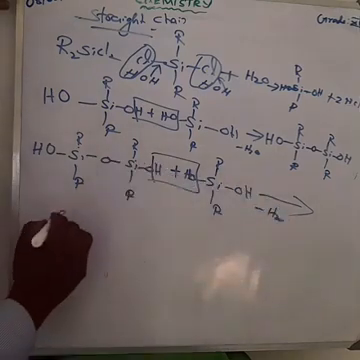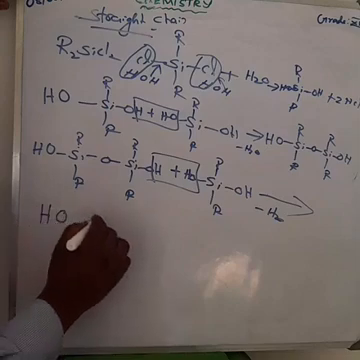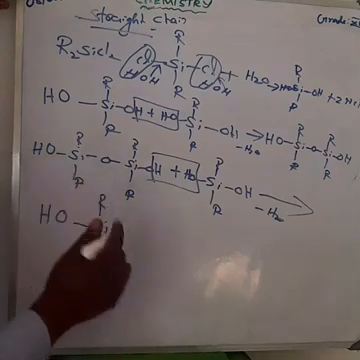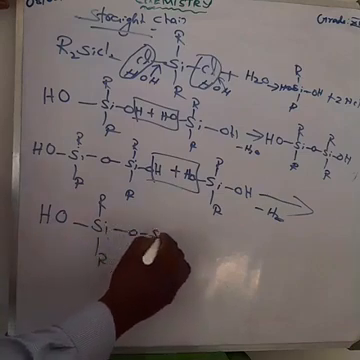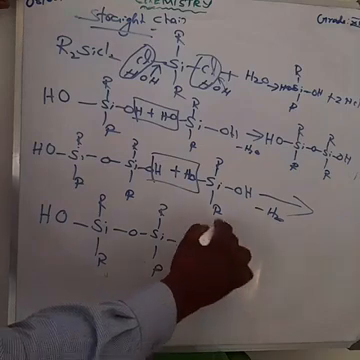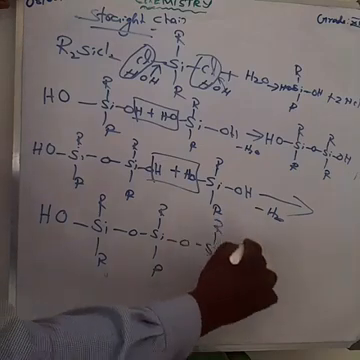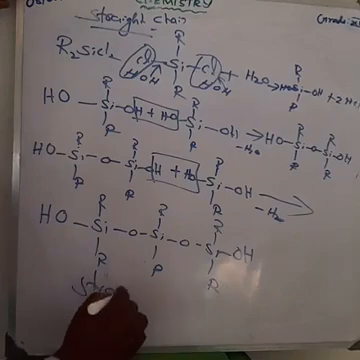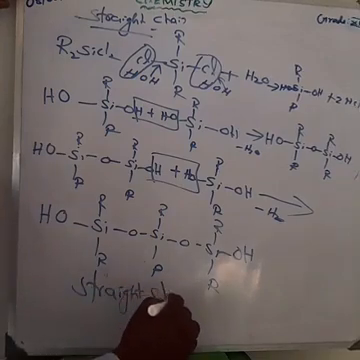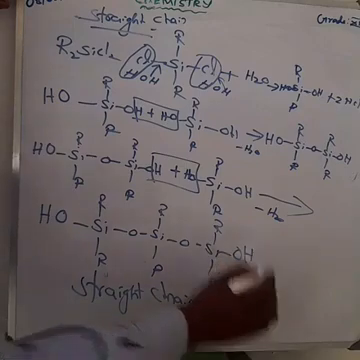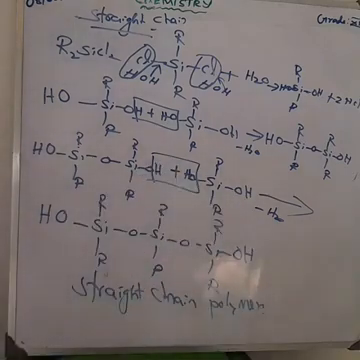What's the remaining product? This group will be attached here. So what's the remaining product? OH, Si, R, R, O, Si, R, R, O, Si, R, R, OH. This we are saying a straight chain polymer. The compound is increasing. The chain is increasing. Am I right? So we are saying straight chain polymer and so on.